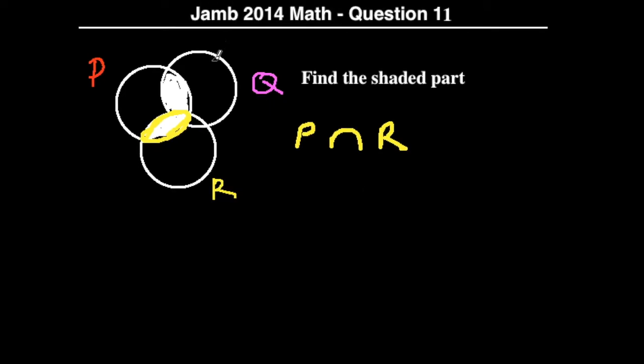So now let's look at another part of this diagram. We see that the section between P and Q is also highlighted. So let's try to identify that. And in this case, I'm going to mark it with this purple line. And so this purple area can be described as the intersection of P and Q.